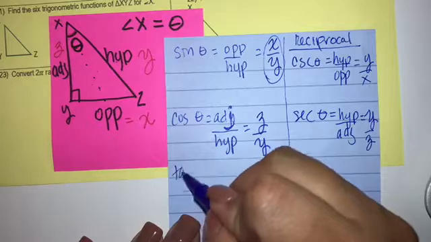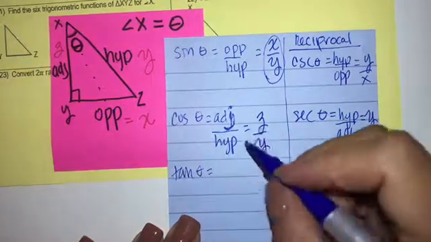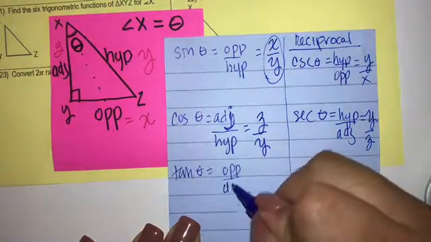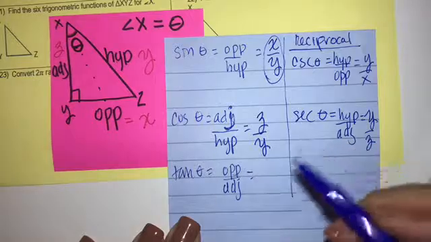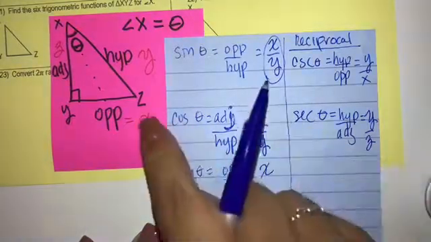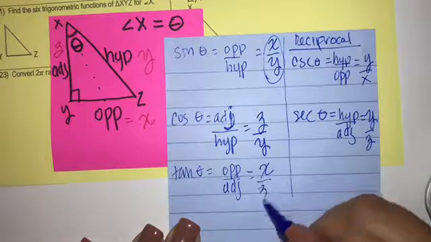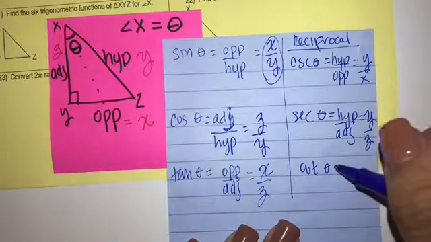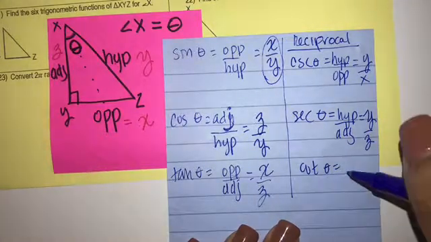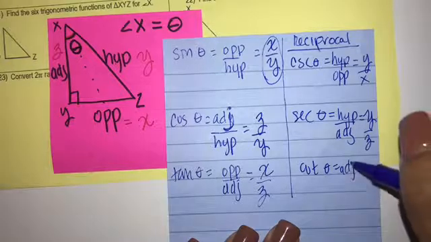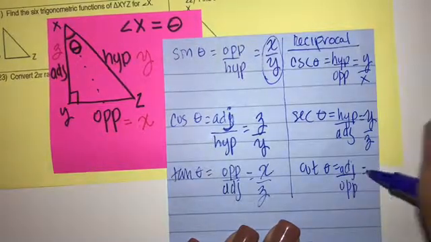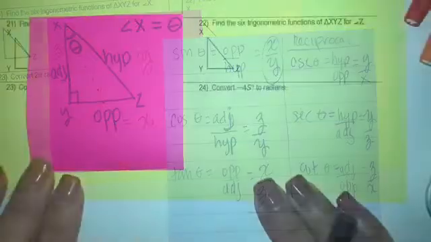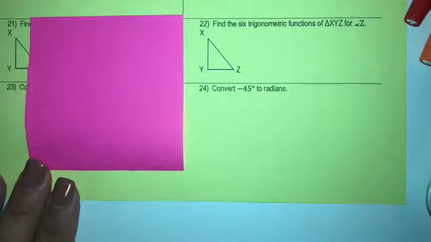And lastly, you have tangent of theta, which is opposite over adjacent. So that's going to be little x over little z. And then you have cotangent of theta, which is equivalent to adjacent over opposite, which is equivalent to little z over little x. Okay, the 6 trigonometric functions.